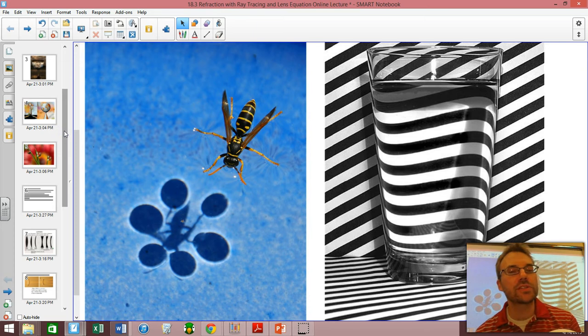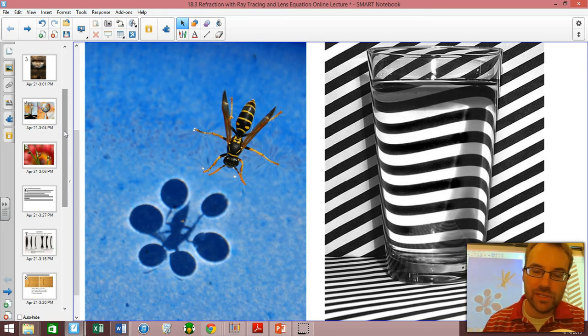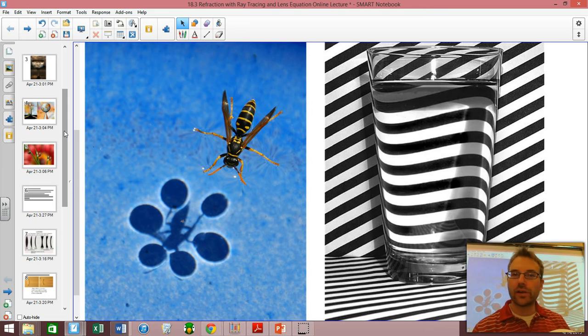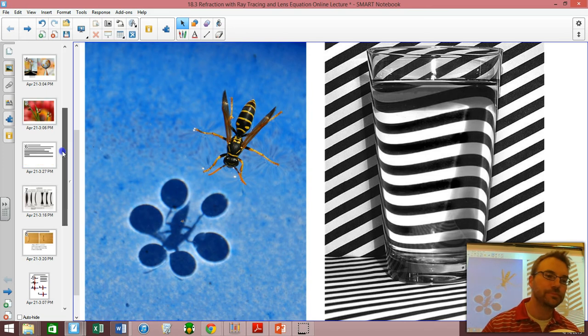So we're going to answer the question, how do you know what the image looks like? Is it going to be a virtual image? Is it going to be a real image? Is it going to be enlarged? Is it going to be smaller? Is it going to be upright? Is it going to be upside down? We're going to answer all of these questions today.